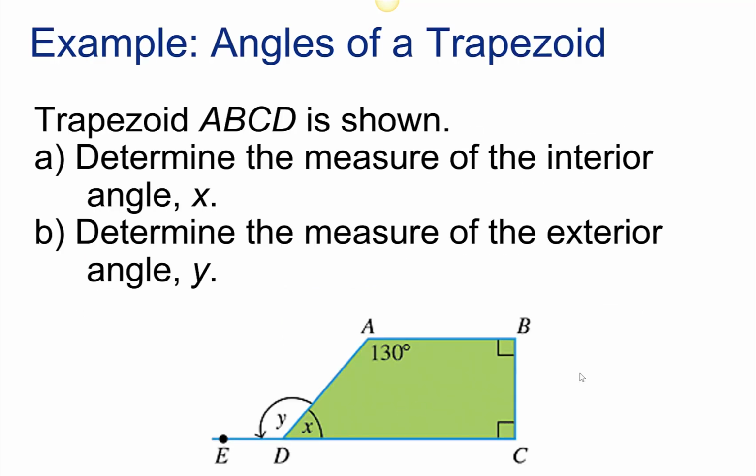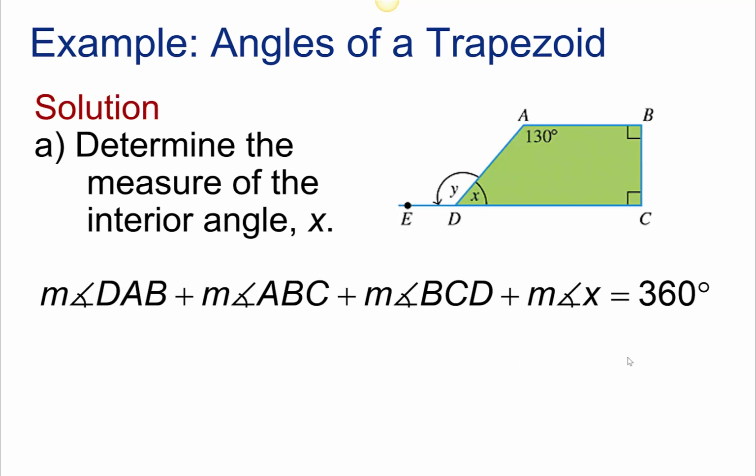Trapezoid ABCD is shown below. We want to find the measure of the interior angle x and then the measure of the exterior angle y. They've given us two right angles in this trapezoid and also the measure of angle A. So we can use some information here.